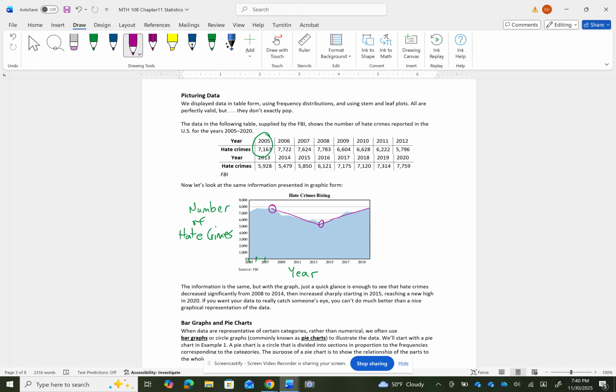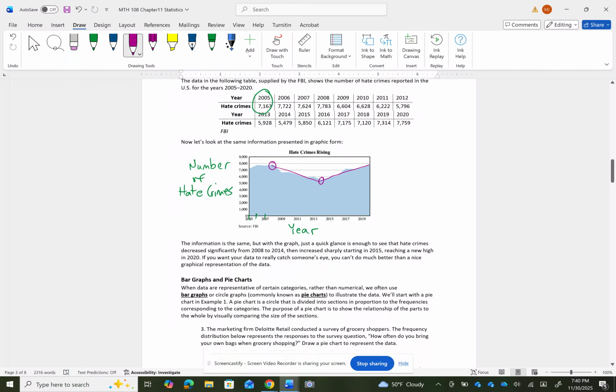After 2014, it's now up to a new high. So it basically allows you to see the trends in the data at a glance rather than looking at a chart and looking at the actual numbers and trying to see, wait, where did it go up? Where did it go down? You can just see it at a glance.